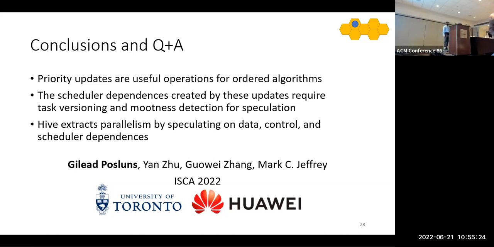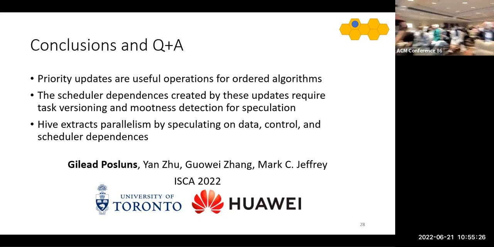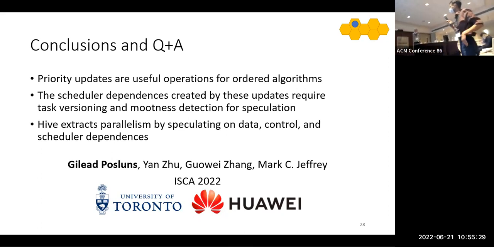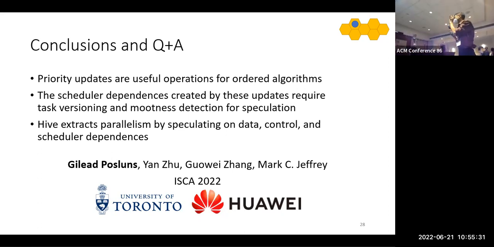Sure. In order to achieve the performance gains that you saw, how fast should your task scheduling hardware be over the classic software implementation? By how fast?